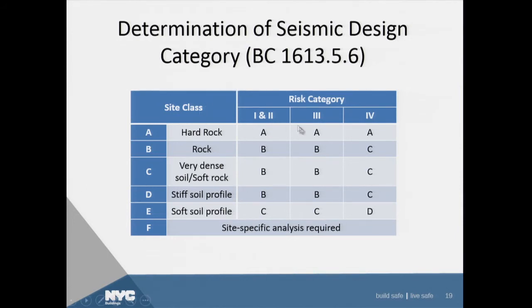You'll notice we now have the capability, if you have a building located on site class A, of getting seismic design category A. So that's a big change. Previously, under the 2008 code, the lowest risk category or seismic design category that you could attain was B. So there are some improvements here as far as from a cost perspective.